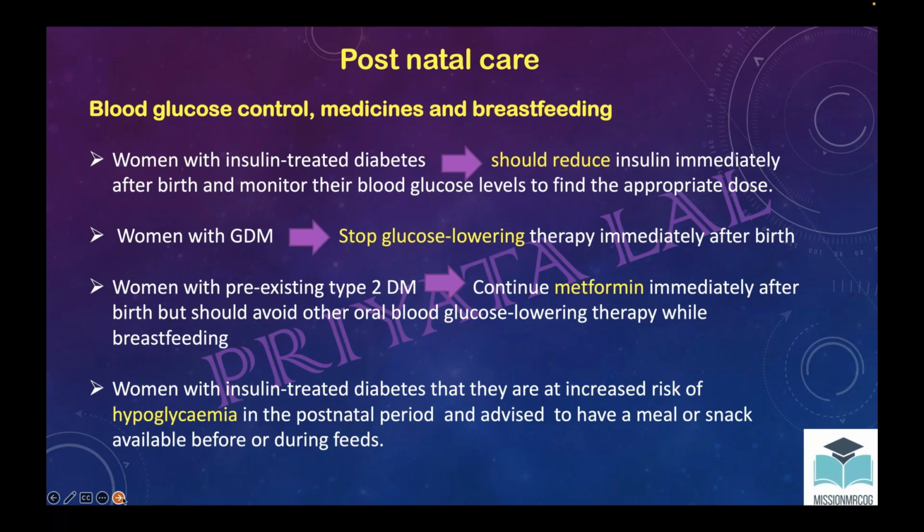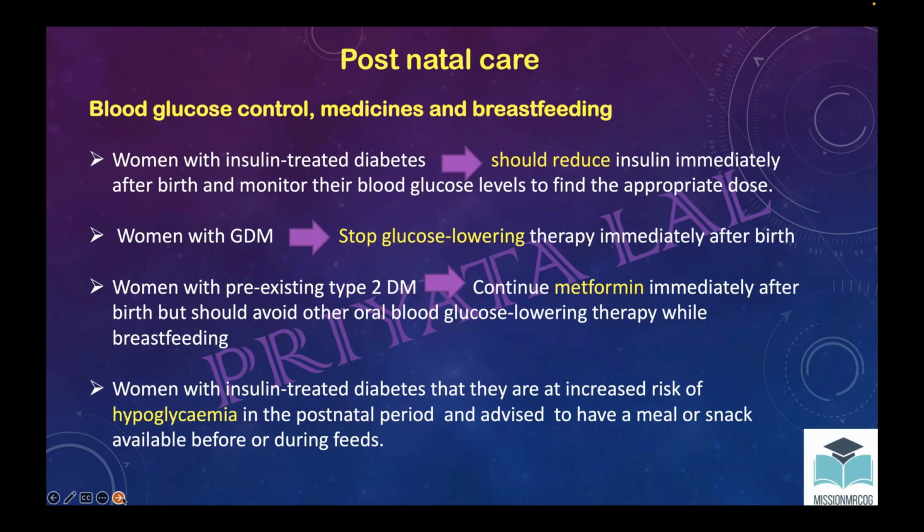If the patient had GDM in the pregnancy, then GDM is pregnancy induced sugar. Whenever the delivery is there, the sugar will come back to normal by itself. So all glucose lowering therapy or all hypoglycemics are to be stopped. Now, type 2 diabetes women who were on oral metformin can continue with the metformin only. Dose adjustment has to be done accordingly.